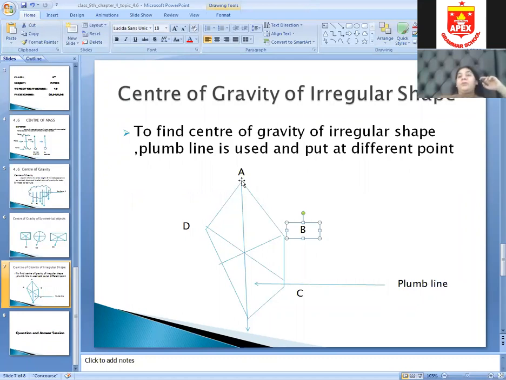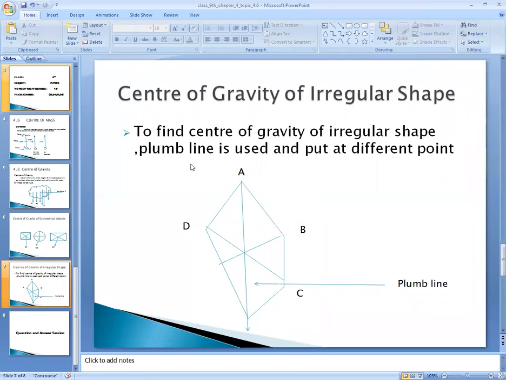So I say this point is A, this point is B, and this point is C. This is my D point. Now I am finding the center of gravity of an irregular shape. To find the center of gravity of an irregular shape, we use a plumb line. A plumb line is used and put at different points.